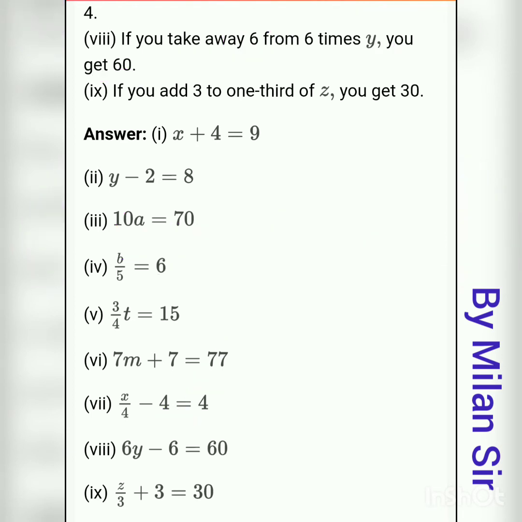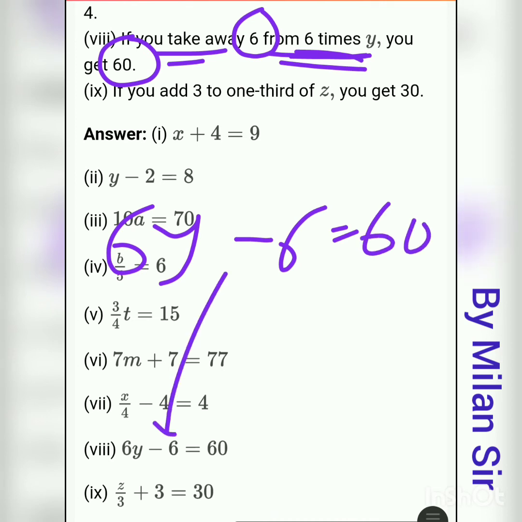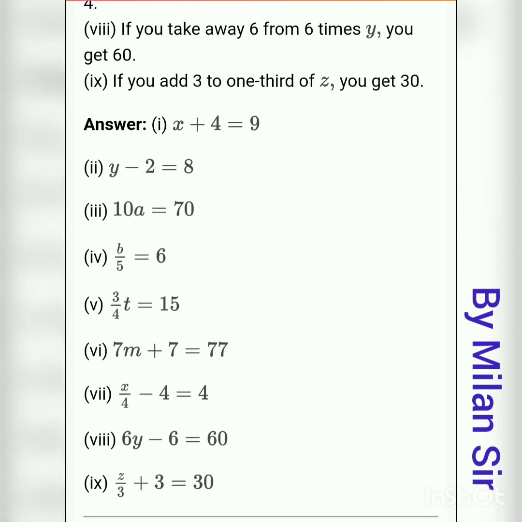Again, whenever subtraction is there, after "from" we need to write first. So after "from" it is 6 times y. 6 times shows multiply, so 6y. Take away means minus. We need to subtract 6 and the answer is 60. So 6y minus 6 is equal to 60.